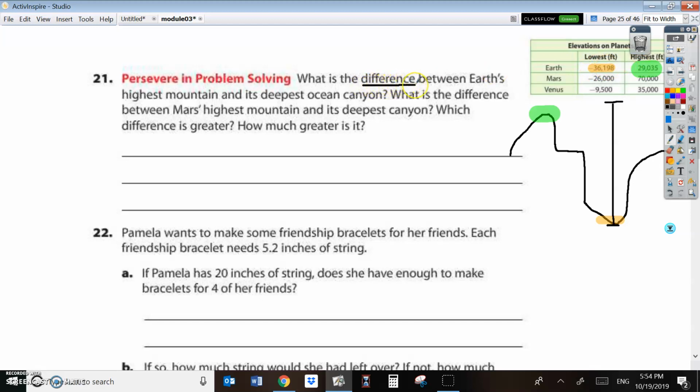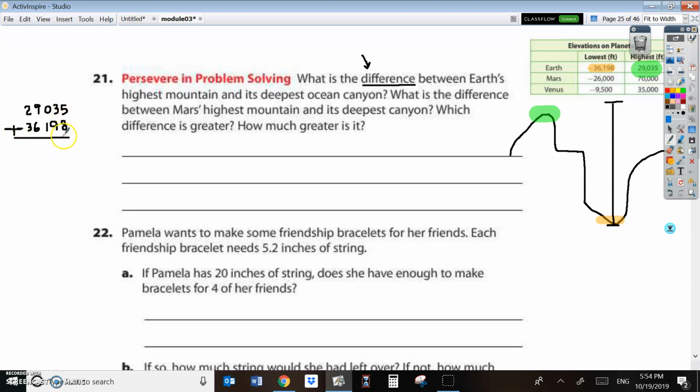That's a subtraction problem. So we're taking the highest mountain, which is 29,035 feet, and we're taking the difference. Difference means subtract, but we're subtracting something that's already negative, the negative 36,198. And then you can see that we're subtracting a negative. So when you subtract a negative, it's like adding a positive.